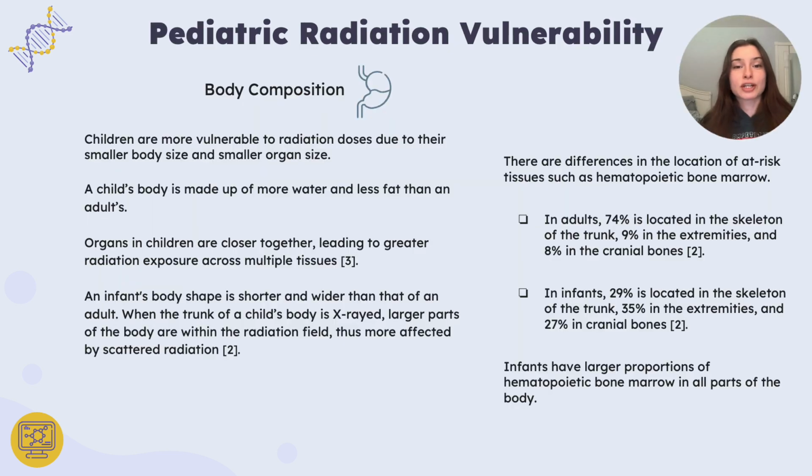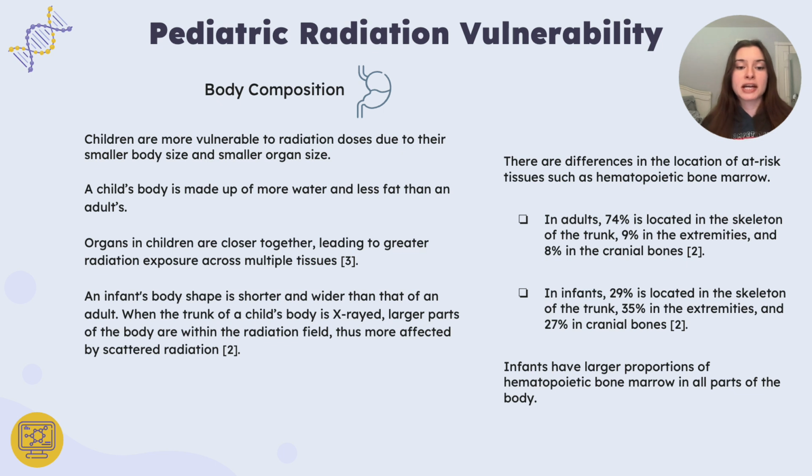Now for pediatric radiation vulnerability, starting off with body composition. Children are more vulnerable to radiation doses due to their smaller body size and organ size, along with other factors. Their bodies are made up of more water and less fat than adults, and as we know, water molecules are a primary target for radiation interactions. Their organs are closer together, leading to greater radiation exposure across multiple tissues, and their organs are still growing and maturing, which also makes them more sensitive.